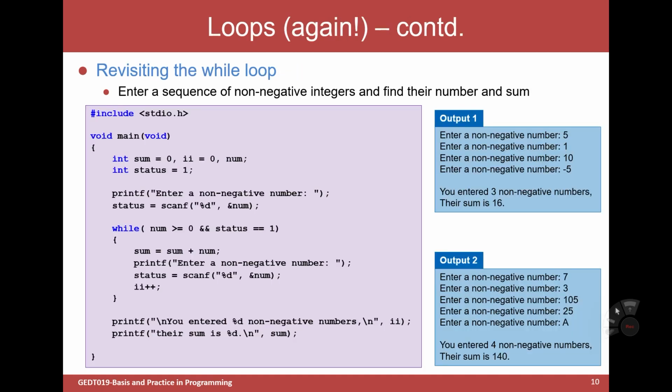Another thing, let's go back to our software about the while loop, one more time, but with a different example. In this example, I have an integer sum equals 0, and then another integer i equals 0, and another integer num without any value. I have an integer status equal to 1. And here I will ask to enter a non-negative number, so I will read a non-negative number.